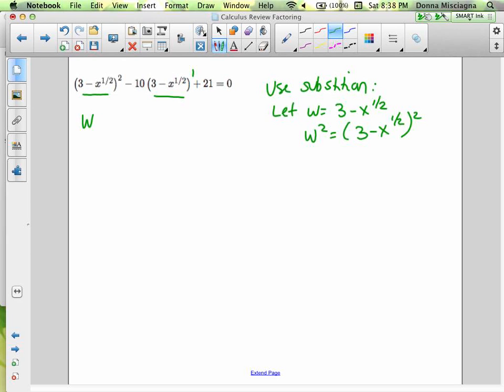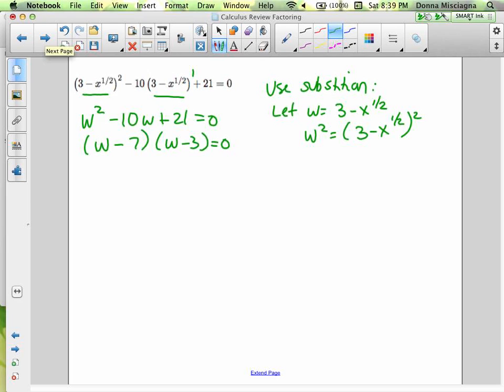That gives us w squared minus 10w plus 21 equals 0. Well, doesn't that look just so much easier? You look at the first one, you're like, oh, how do I factor it? You look at the second one, and that's really easy. Multiplies to give us 21, adds to give us negative 10. w minus 7 and w minus 3.